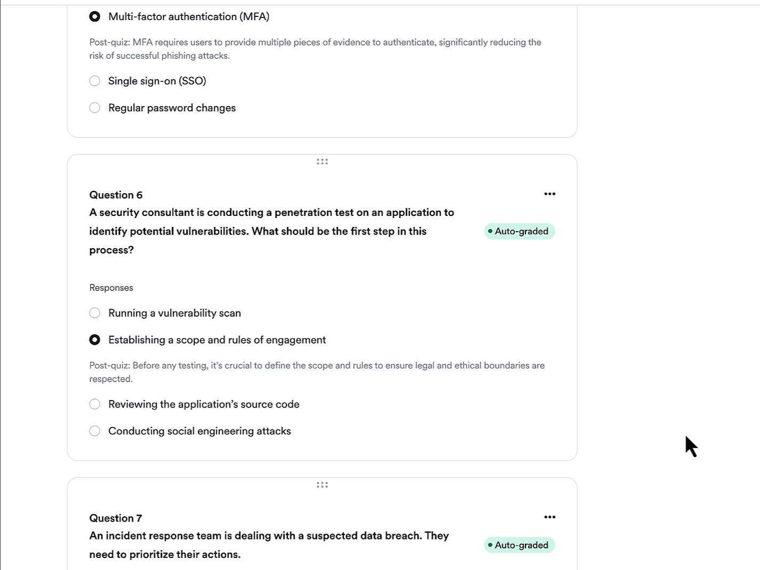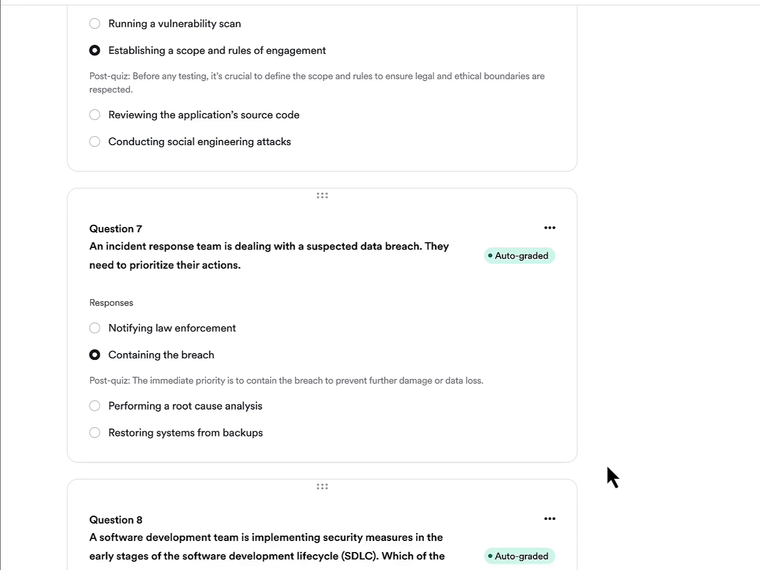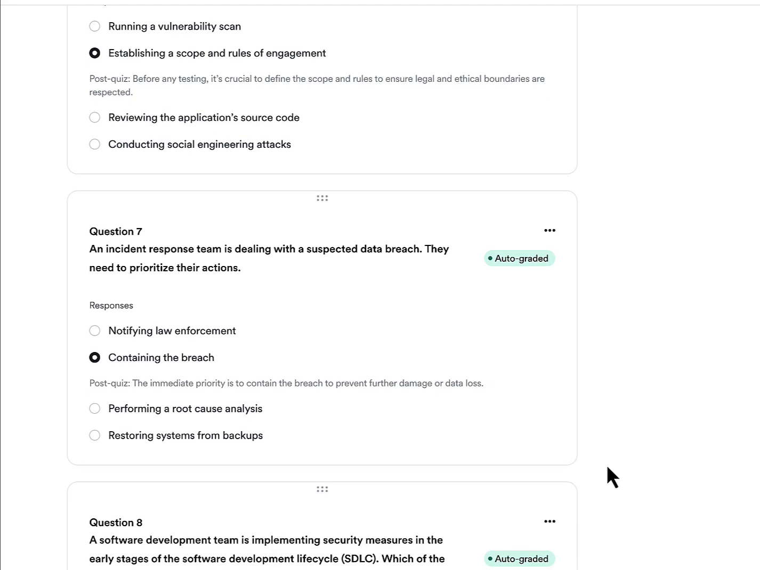So again, a consultant is conducting a penetration test on an application looking for specific vulnerabilities. What would be the first step? And it would be B, establishing the scope and rules of engagement. When you're dealing with any sort of organization, you want to define your scope and rules of engagement, especially when you're dealing with pen tests. I'll give that as an example. You come in and you have someone that's attacking your network. If you don't provide the scope and rules of engagement for that pen test, it could span much larger than you want.